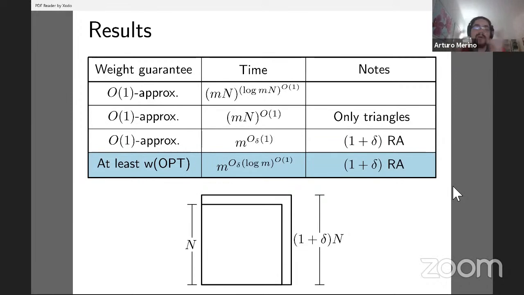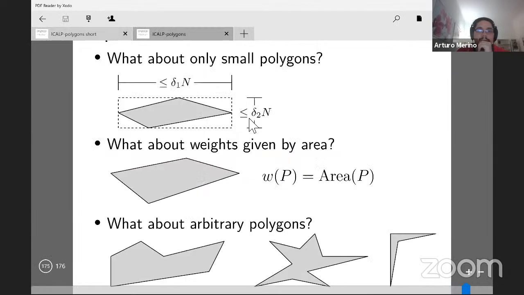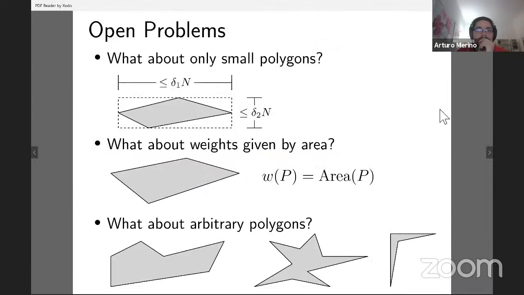So I think somehow the basic framework is about raw material and cutting the raw material up. And about the open questions, so let me quickly shift to this. So I posed 3 open problems at the end. So the first one is about small polygons.